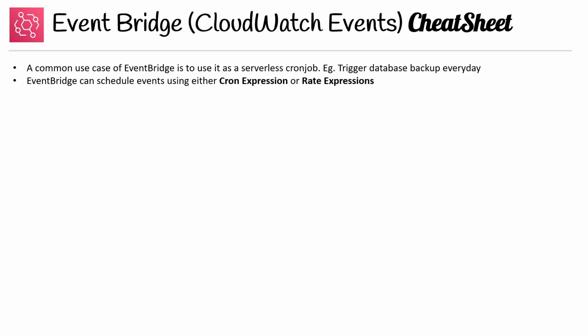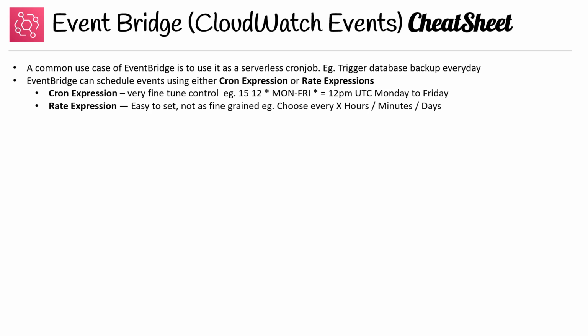EventBridge can schedule events using either cron expression or rate expression. So cron expressions are very fine-tuned control. They use this cron notation, and you can set whatever you want with it. It's really robust. Then you have rate expression. If you're not comfortable with cron jobs and you don't need fine-grained control, you just choose every X hours, minutes, or days. All scheduled events are in UTC time zone. The minimum precision for schedules is 1 minute.